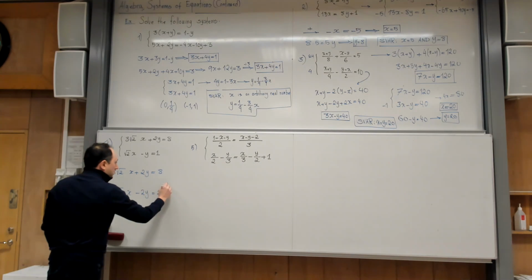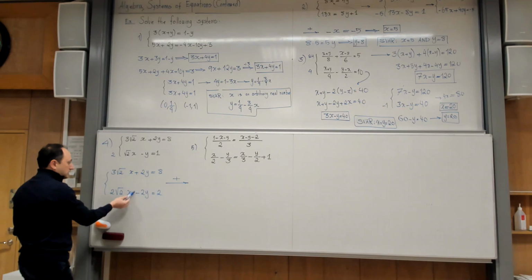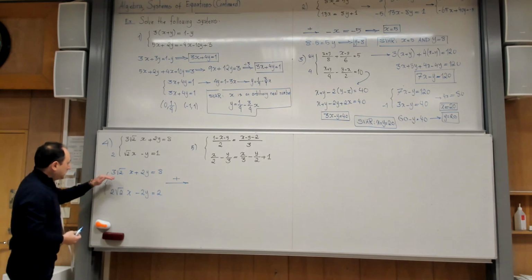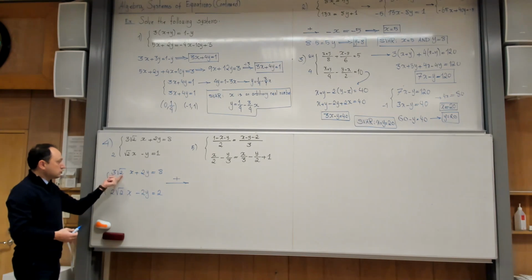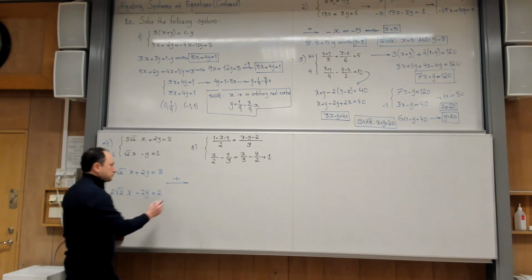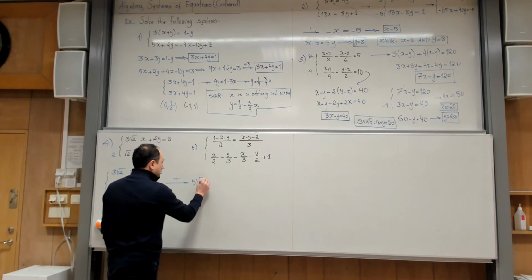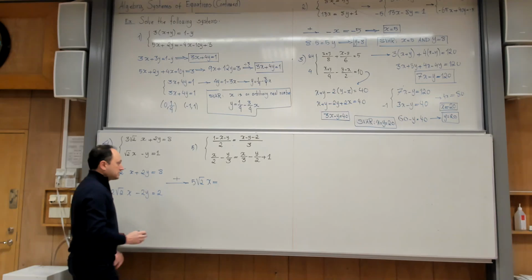And then as you said, I add them, and you immediately realize that this one and that one when added are gone. But then what can you write for this? 5. Because I have 3 square root of 2 x, and 2 square root of 2 more is added to that. So it becomes 5 square root of 2 x is equal to 8 plus 2, which is 10.